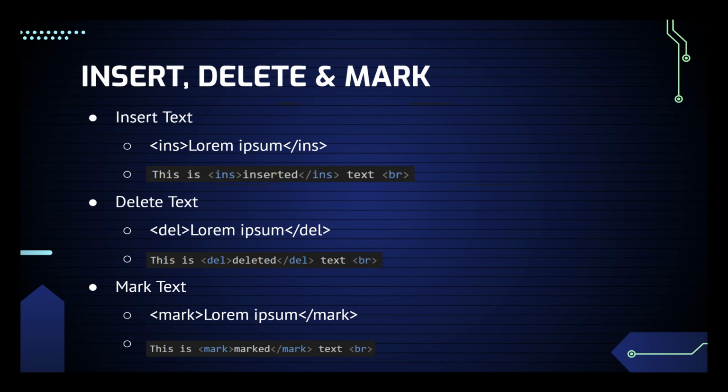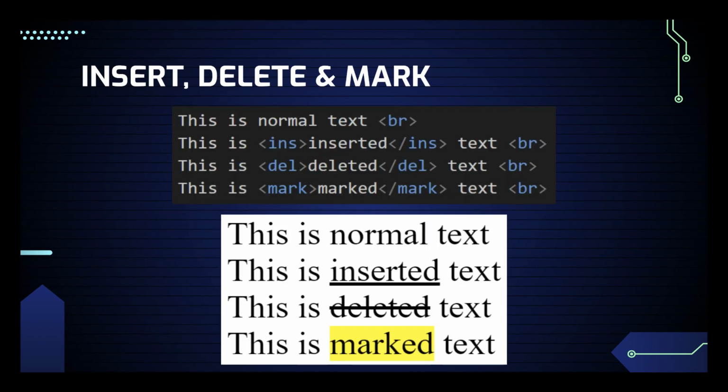The last three that we're going to be going over are our insert, delete, and mark tags. Insert is the letters I and S, opening tag, closing tag. Delete is the letters D, E, L, and mark is the word mark. These are pretty cool because it's a little bit hard to infer what these tags do, but this is what they do. So the insert tag will underline the word. They use the word insert. It probably should just be underlined, but it is what it is. So we underline the word inserted by using the insert tags.